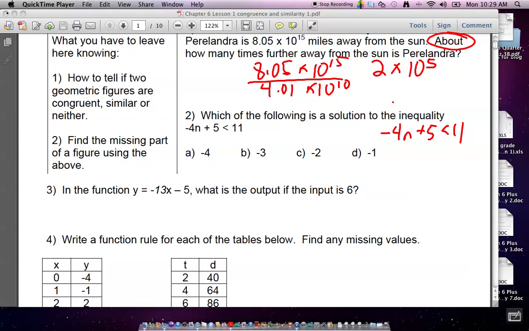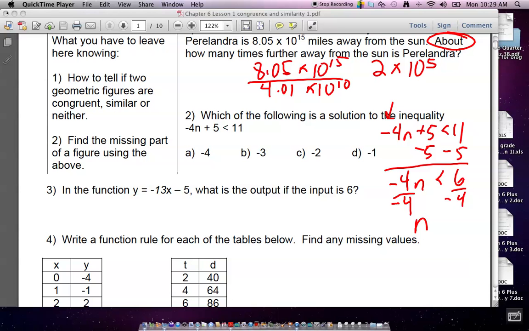So when I see this negative here, I'm saying, uh-oh, be careful. Be very, very careful. Minus 5, minus 5. Negative 4n is less than 6. Divide by negative 4. And here's the danger. Ready? I'm dividing by a negative.